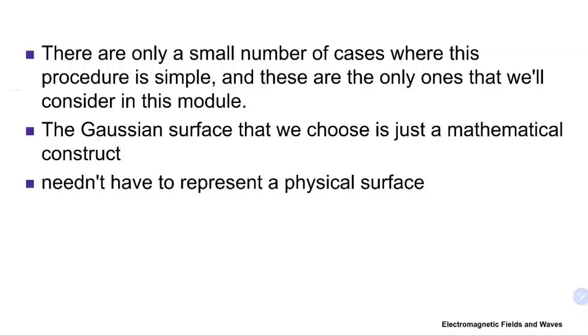The Gaussian surface is not real, it's just a mathematical construct for you to solve this Gauss law. It doesn't have to represent a physical surface, so you can just draw any mathematical surface over your point of interest. You don't have to represent any physical surface.